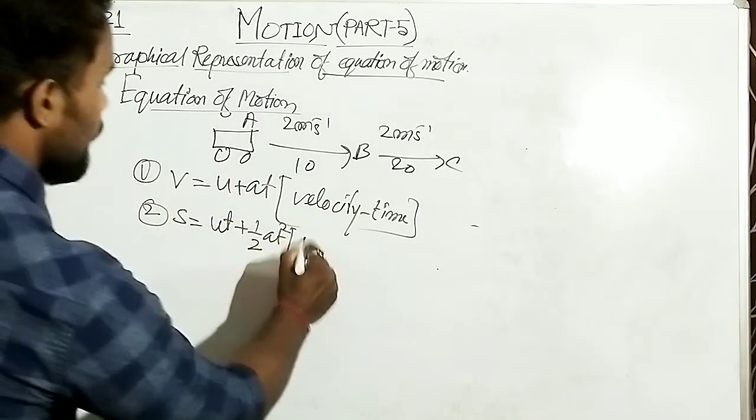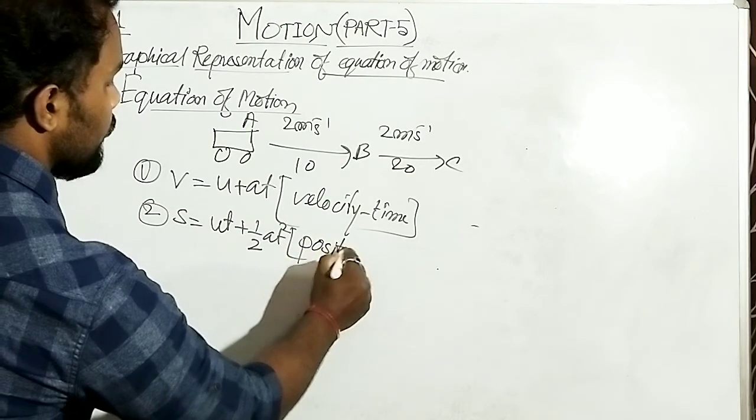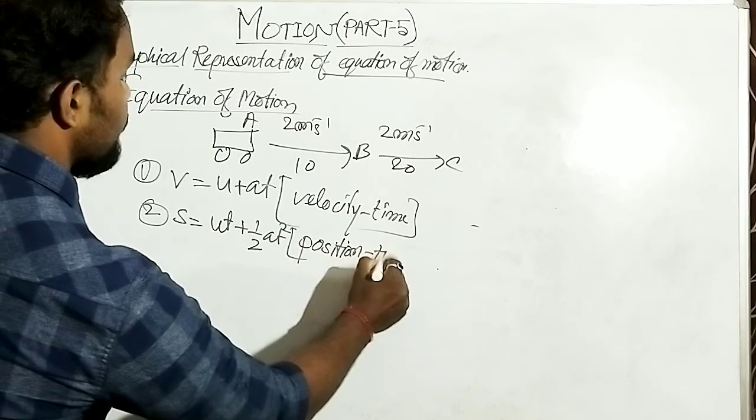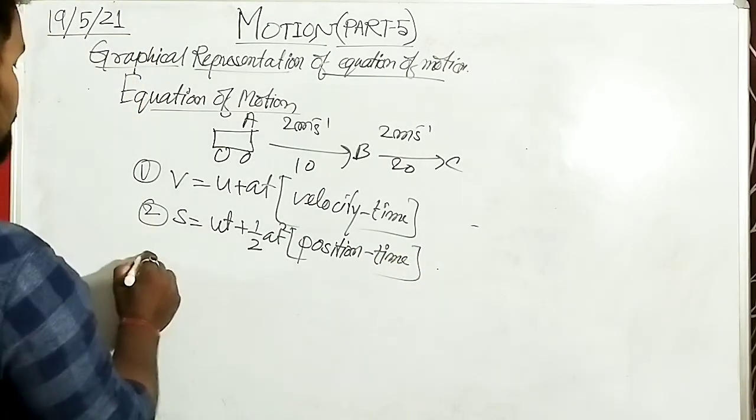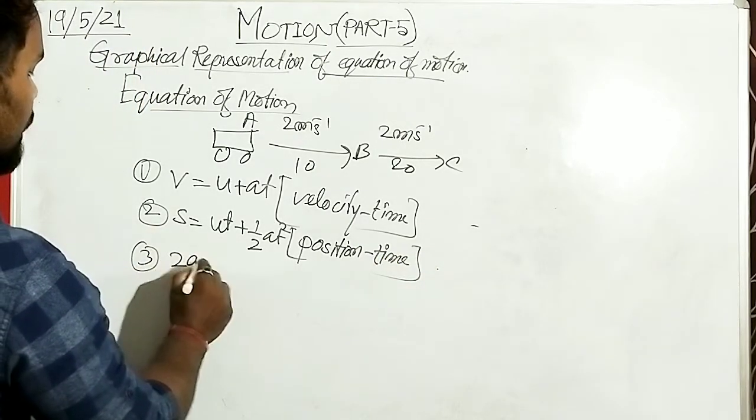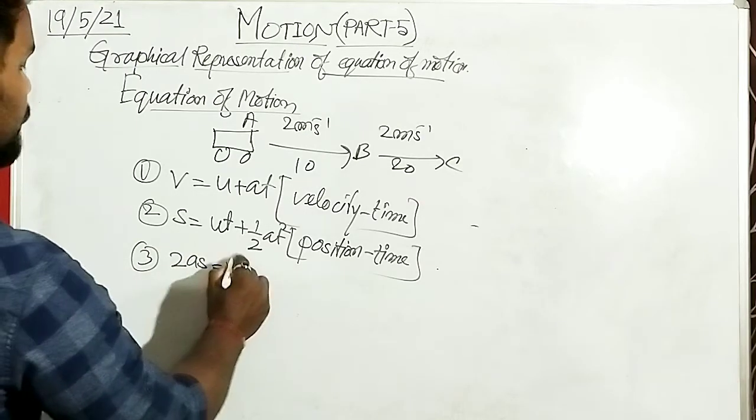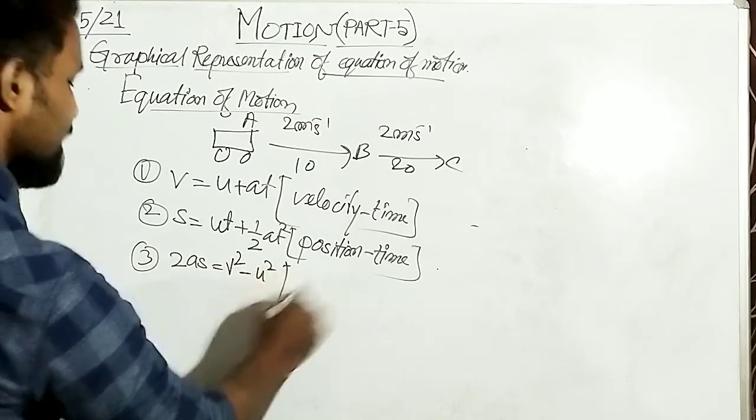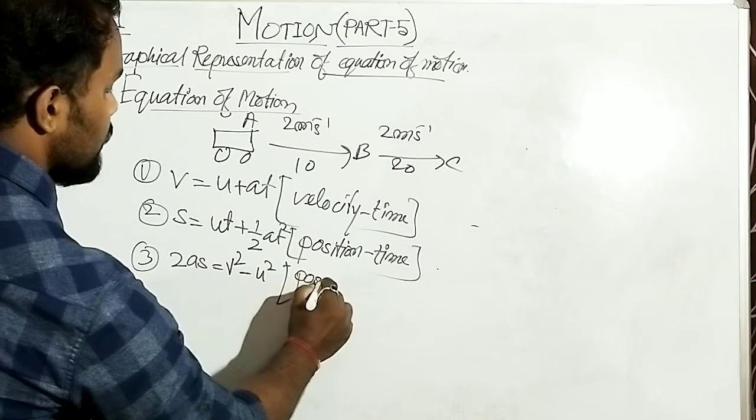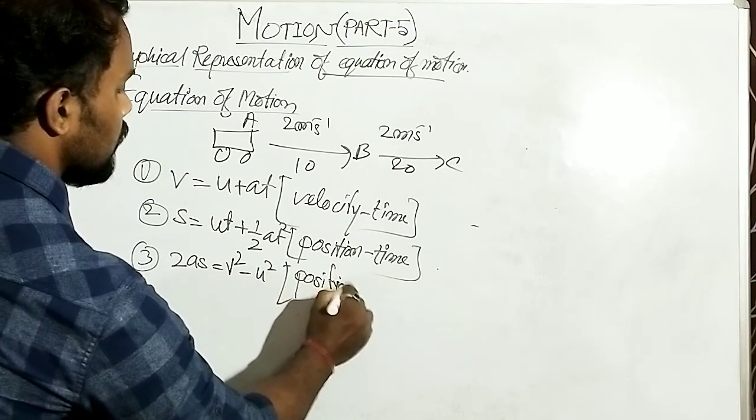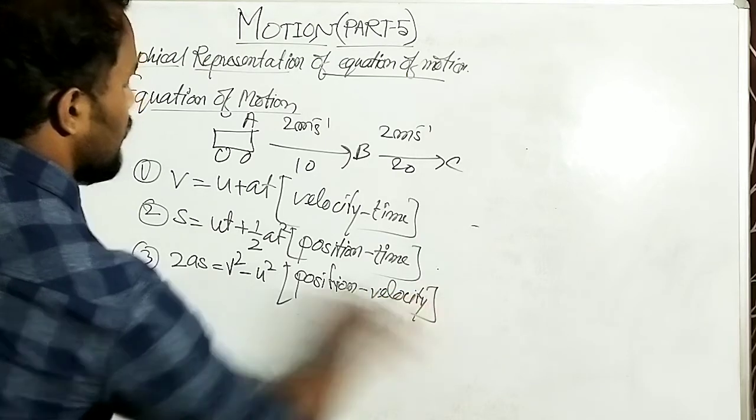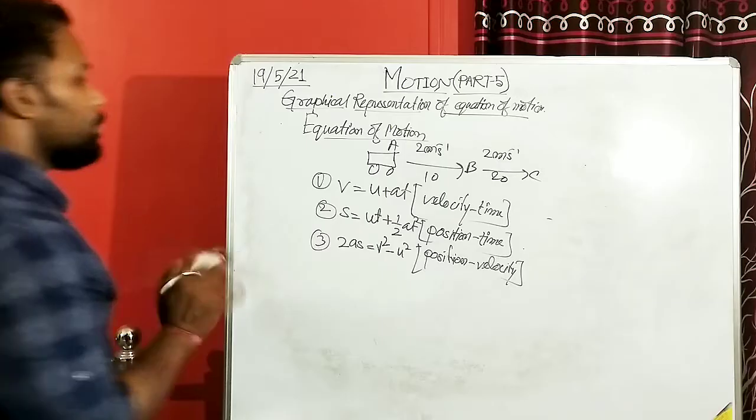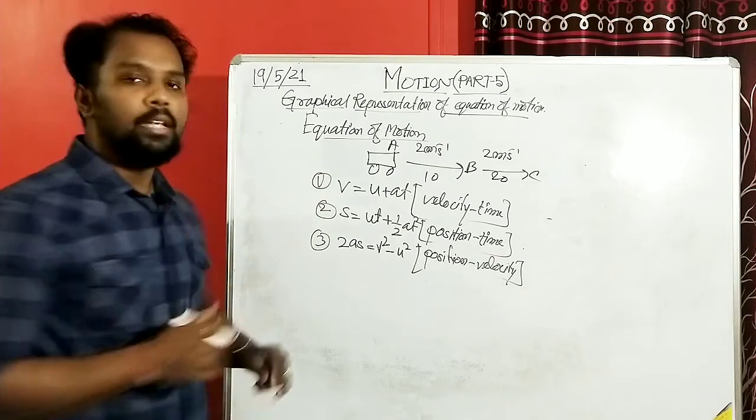This is nothing but the position-time relation. Now the third one is 2as equal to v square minus u square. This is nothing but the position-velocity relation. These are the basic 3 relations that we are going to need as equations of motion.